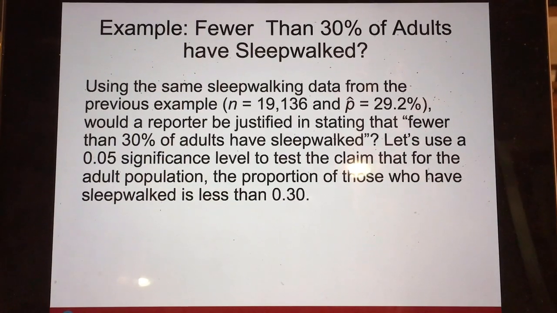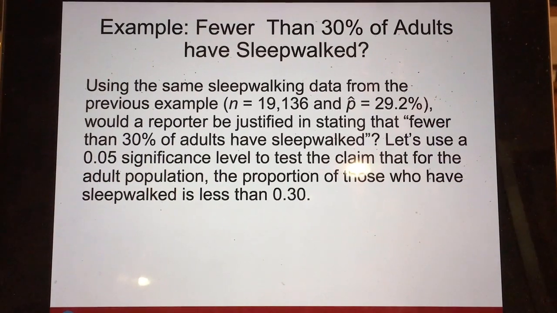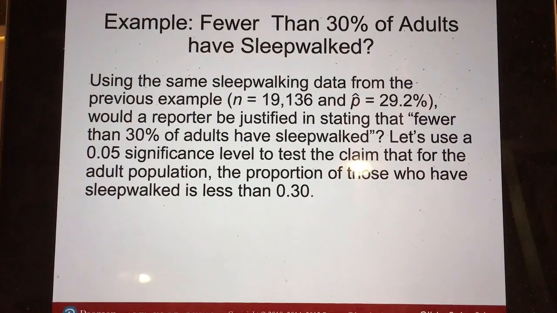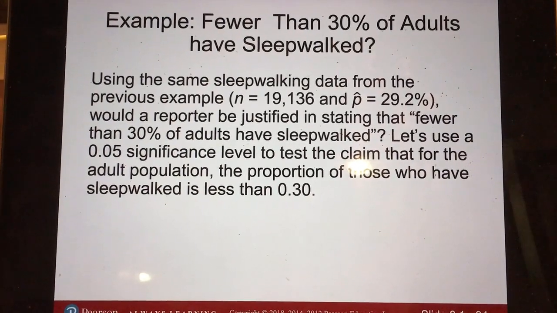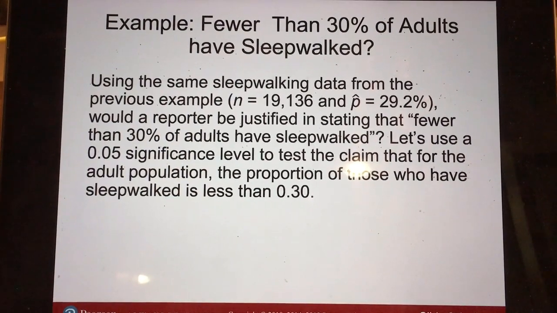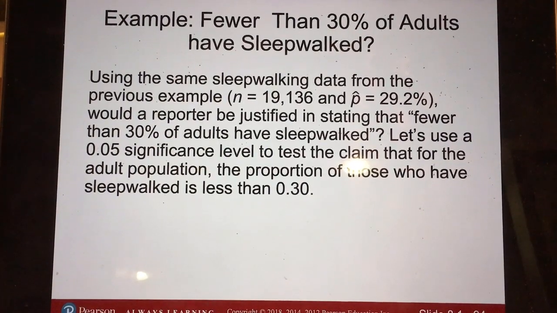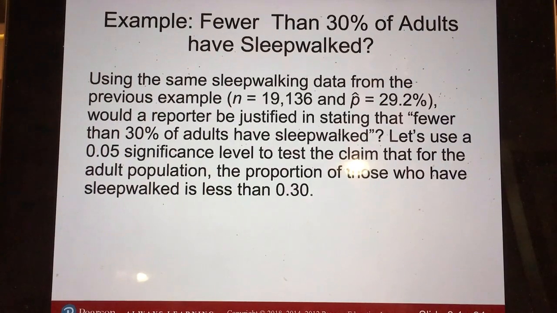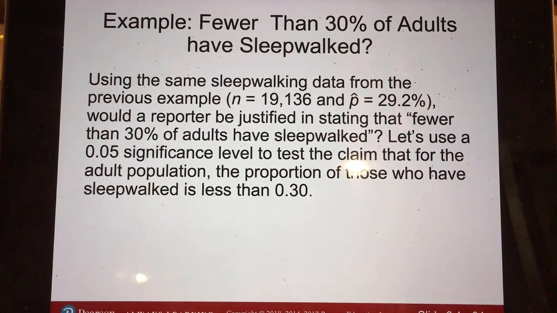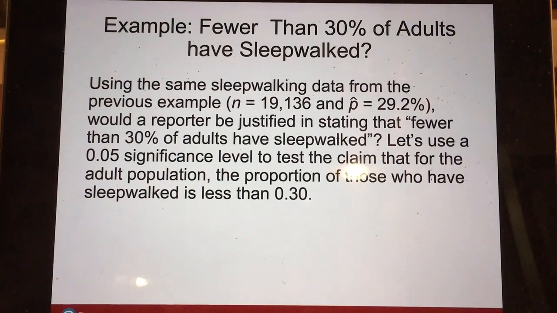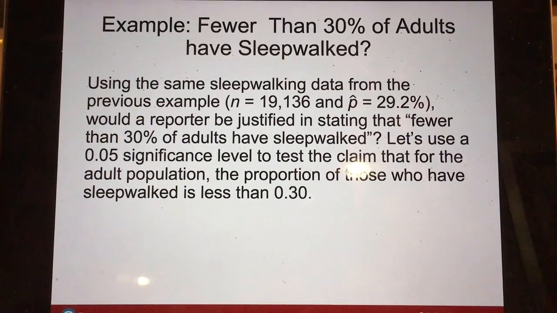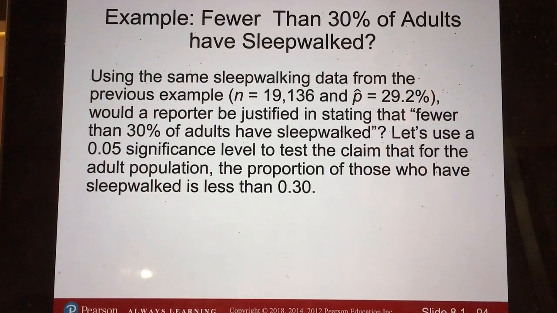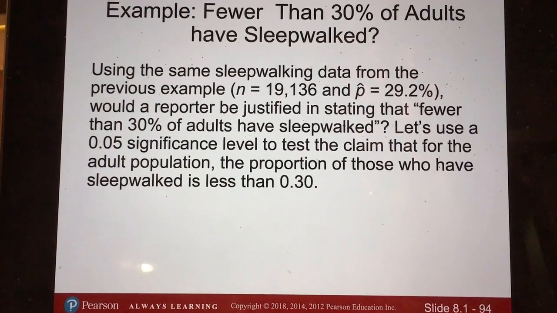Now we're going to do a hypothesis test using the same sleepwalking data from the previous example. Would a reporter be justified in stating that fewer than 30% of adults have sleepwalked? Let's use a 5% significance level to test the claim that for the adult population, the proportion of those who have sleepwalked is less than 30%.